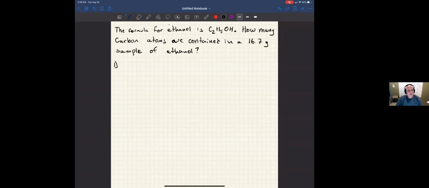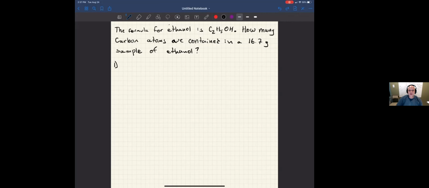Okay, guys, this problem asks us to solve the following problem. The formula for ethanol is C2H5OH. How many carbon atoms are contained in a 16.7 gram sample of ethanol?